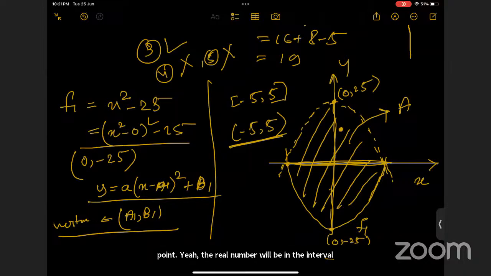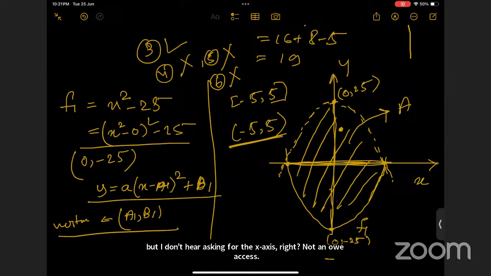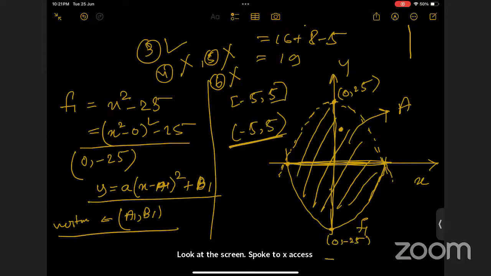What about the fifth option, ma'am? The correct option will be the third option. Third or fifth one, ma'am? The third option. They are asking for the x-axis, right? Not the y-axis. Look at the question, with respect to the x-axis. But we are excluding the points -5 and 5, so the closed interval -5 to 5 will not be in the set. But for option 3, we are taking the open interval -25 to 25. This is correct.